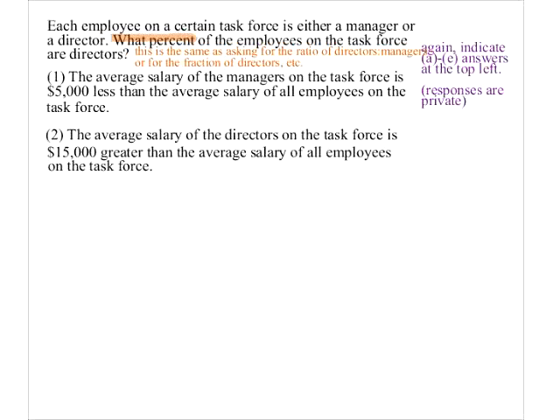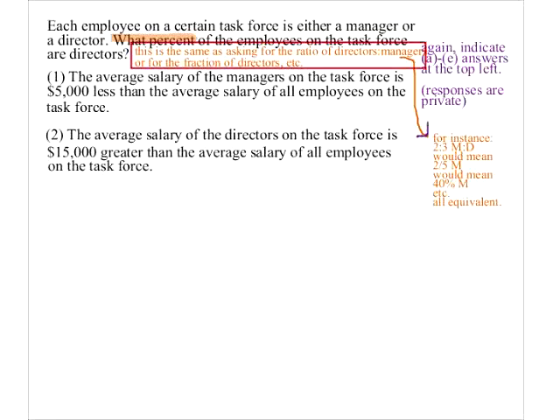So for example, the FDP strategy guide will help you remember how to do this if you don't remember how. You can always go back and forth between things like fractions and ratios. If you had 2 to 3 managers to directors, that would mean 2/5 managers, which would mean 40% managers. All these are equivalent. That's not the answer, it's not 2 to 3. But the point is that this is a really key takeaway: if they ask you what percent, you don't have to break your back to find the percentage, because you can just find a ratio and you're good to go. So let's look at statement 1 here.